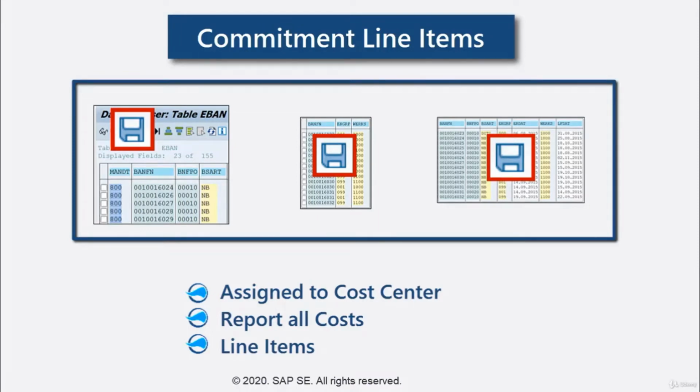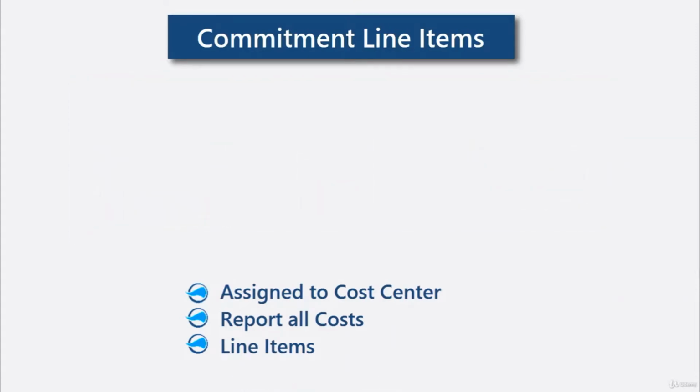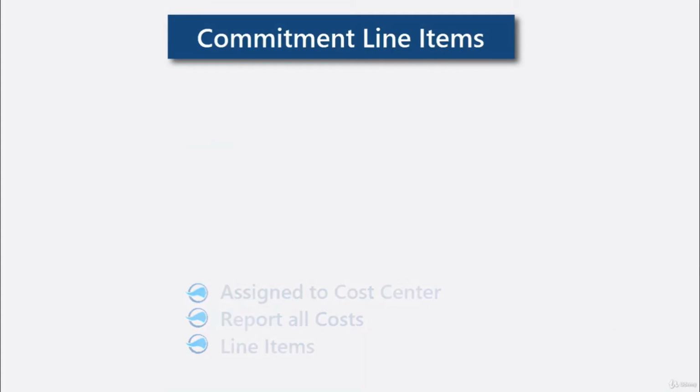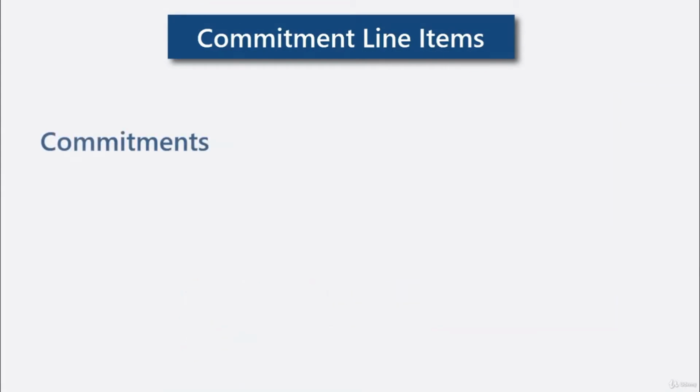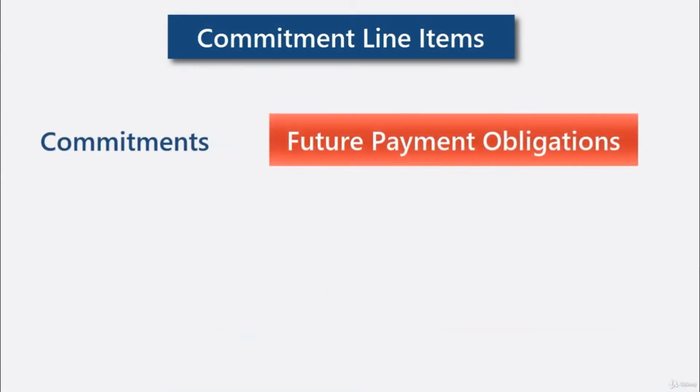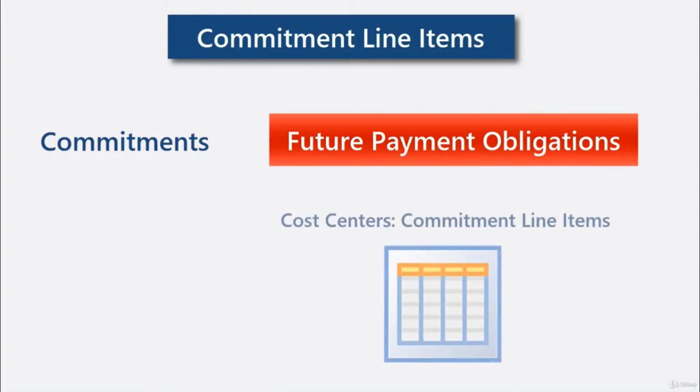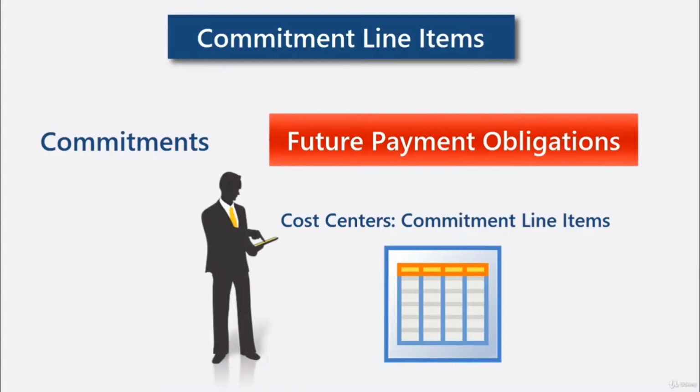Therefore, it's possible to just call a report that lists all the costs of this particular cost center, also known as line items. Before any delivery of the requested or ordered items, the costs of them have the accounting status of commitments. Commitments are future payment obligations, and the corresponding report is called Cost Center's Commitment Line Items. Such a report enables the person who is responsible for a cost center to oversee the upcoming costs.